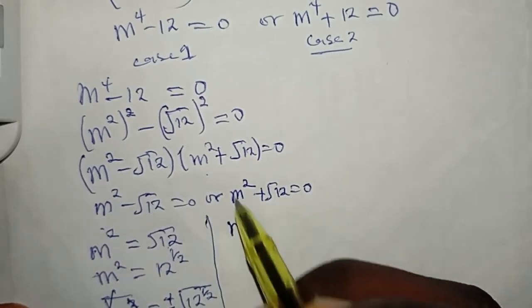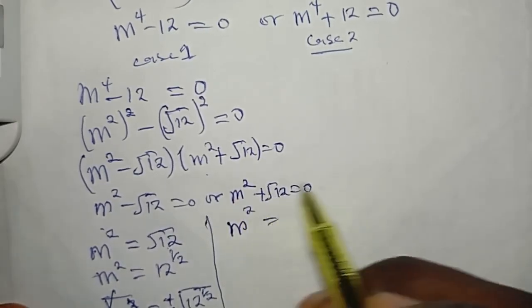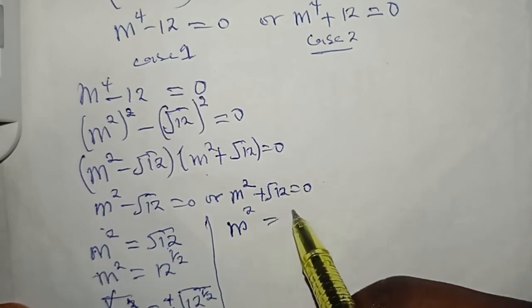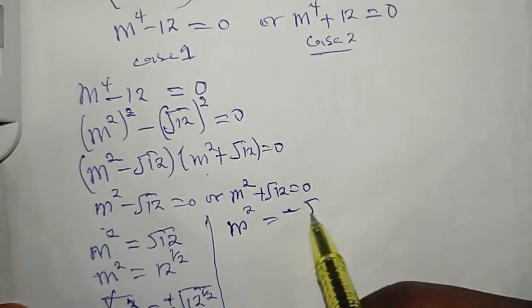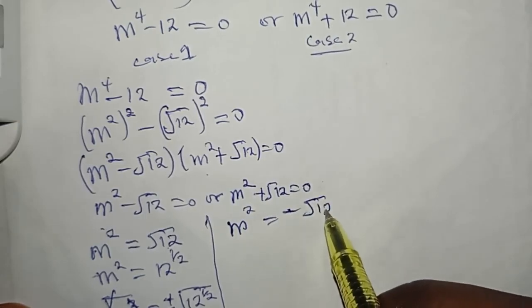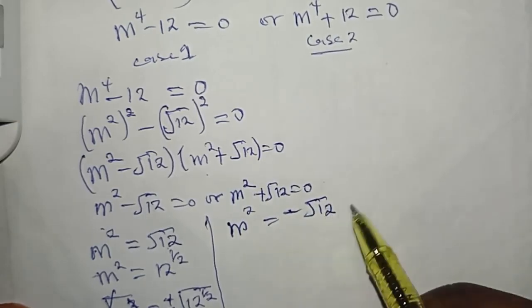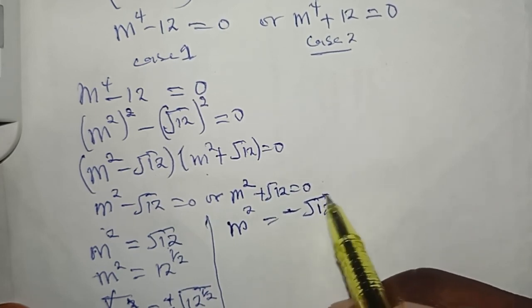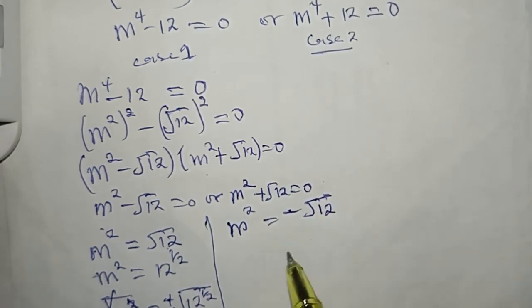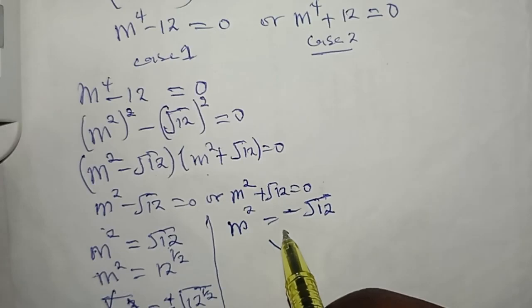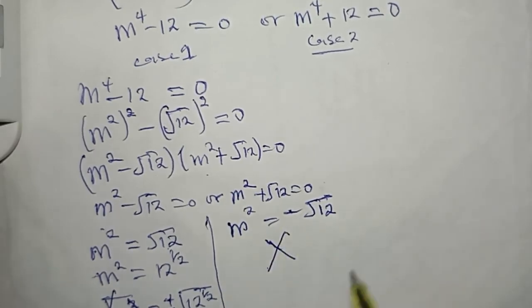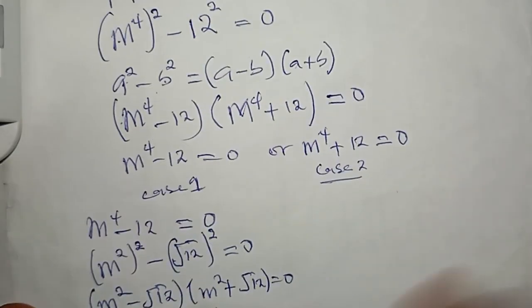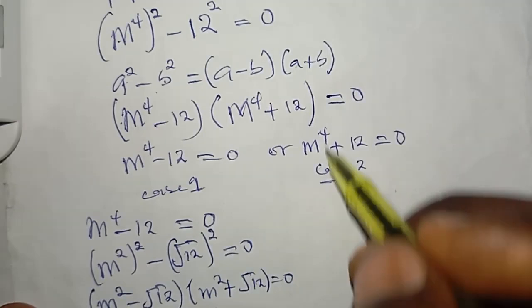Then here m squared is equal to, I can move this to the right hand side, so that I have that m squared is equal to minus root 12. Okay, and you can see that there is no real solution to this, so I'm actually going to reject this. So there's no real solution to this, and then this one is over. And then we can come over to case 2.